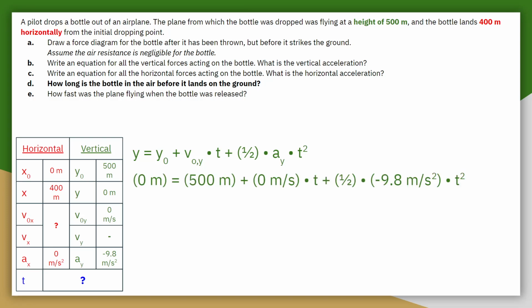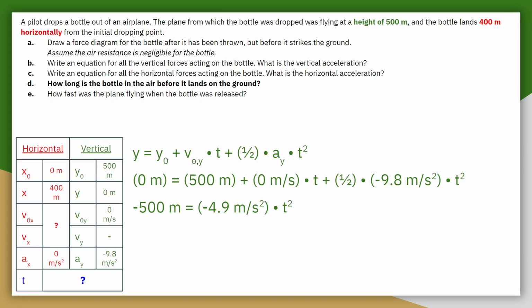So I plug in the values that I know. 0 meters for our final position, 500 meters for the starting position, 0 meters per second for the starting velocity, and then negative 9.8 for the acceleration. Simplifying this down and subtracting 500 meters from both sides, I can say that negative 500 meters is equal to negative 4.9 meters per second squared times t squared. The way that I did that was I subtracted 500 meters from both sides, and then because my starting velocity is 0, that middle term would just go away. And then finally, 1/2 times negative 9.8 is negative 4.9.